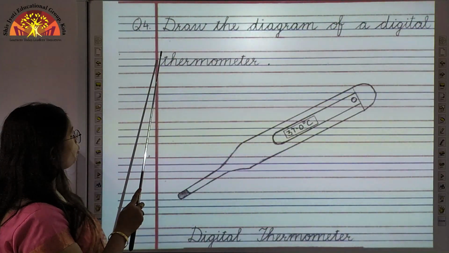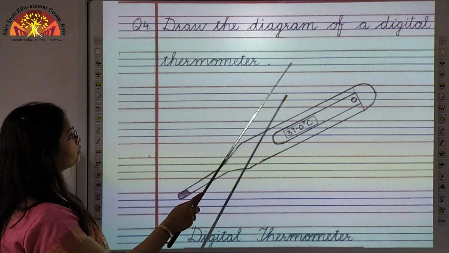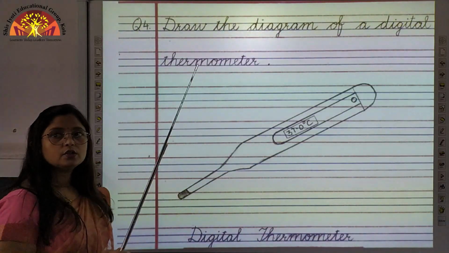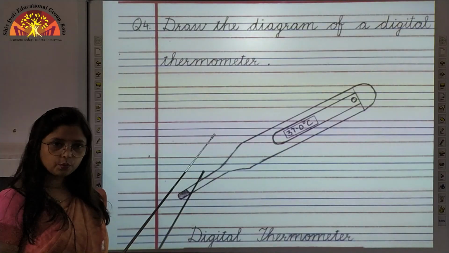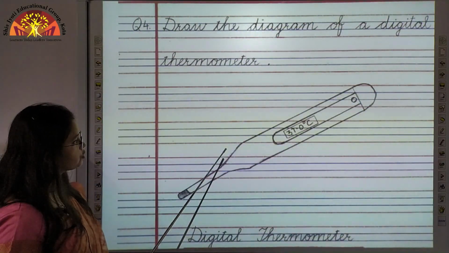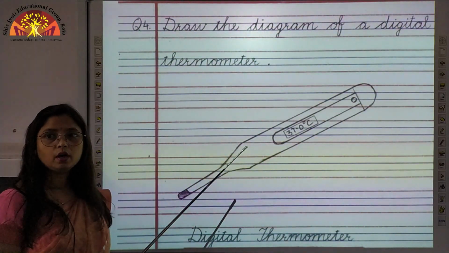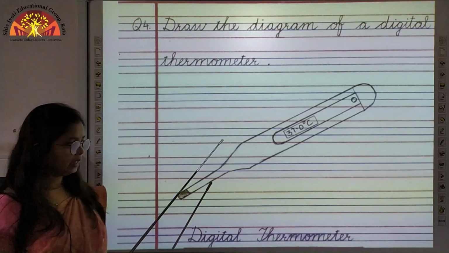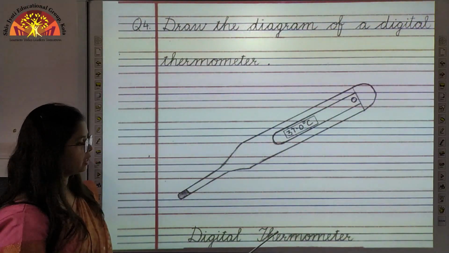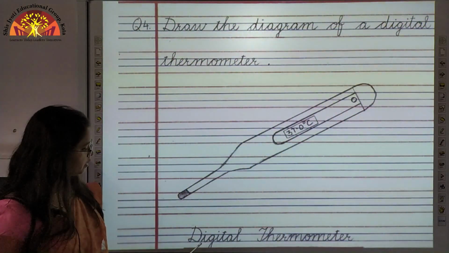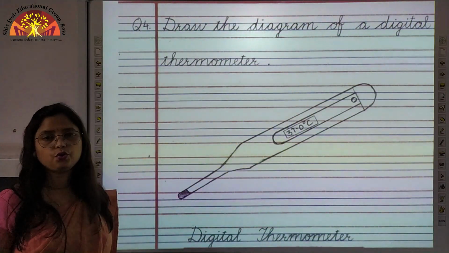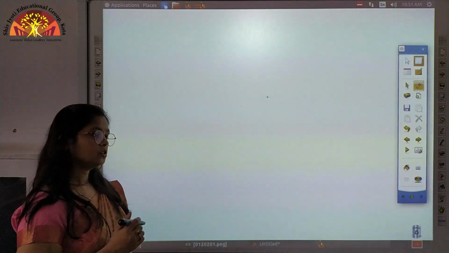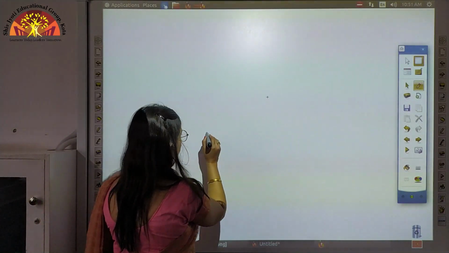Question number 4 is draw the diagram of a digital thermometer. So children, this diagram is given in your books, and you can draw this diagram from your book. Draw the diagram using a scale and write the name of the diagram below the diagram, as I have written over here, digital thermometer. Okay. Now let me show you how to draw this diagram. So let's draw the diagram of digital thermometer.